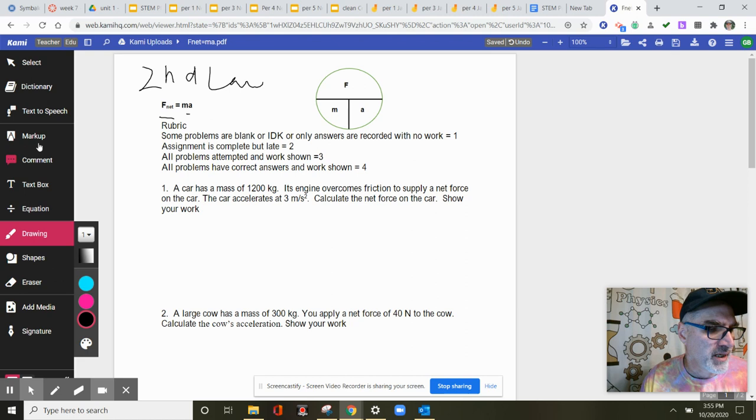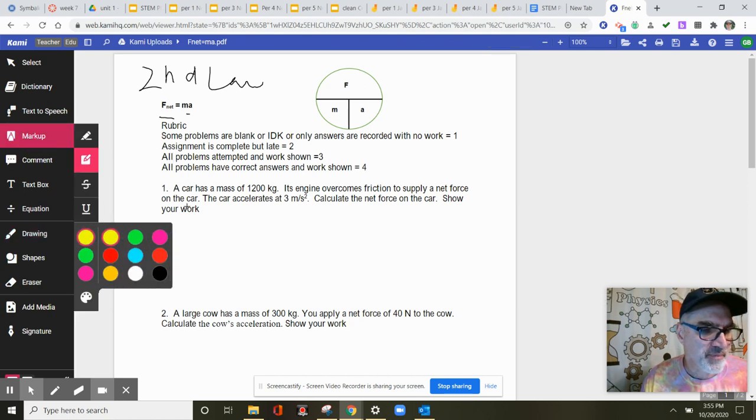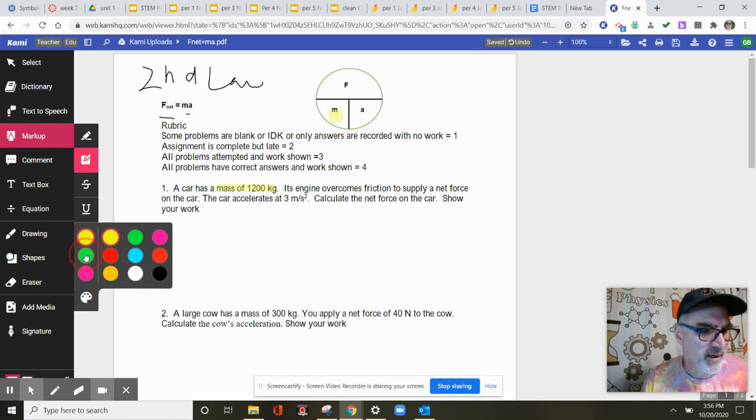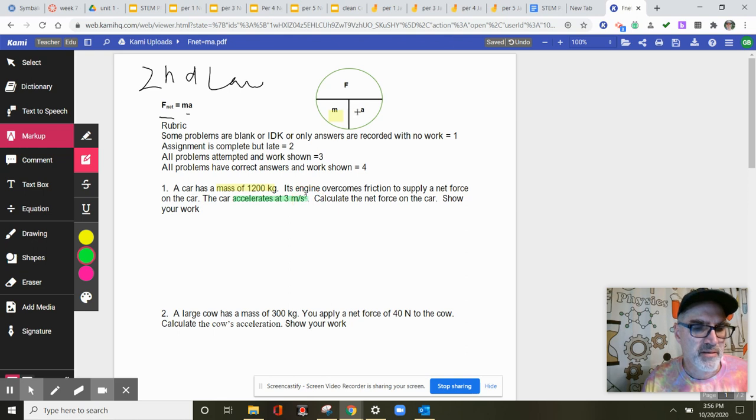So the key to this is to identify, okay, there's a thing that I know the mass. And the mass is here in the formula right here. And it accelerates, so it tells me the acceleration. So there's the acceleration. And calculate the net force. It says calculate the net force, so there's the force.